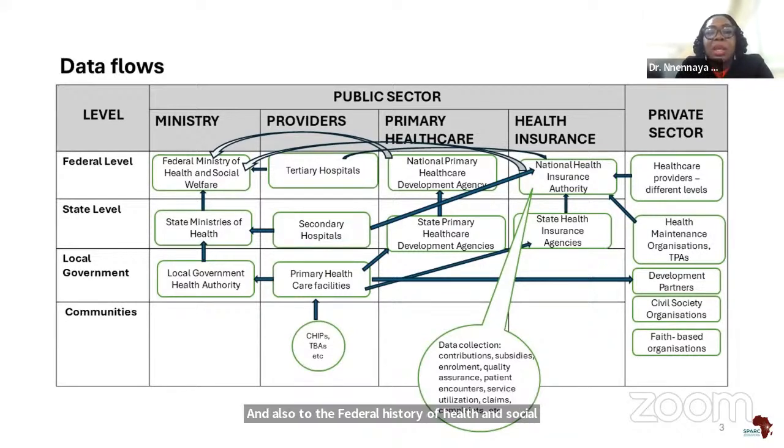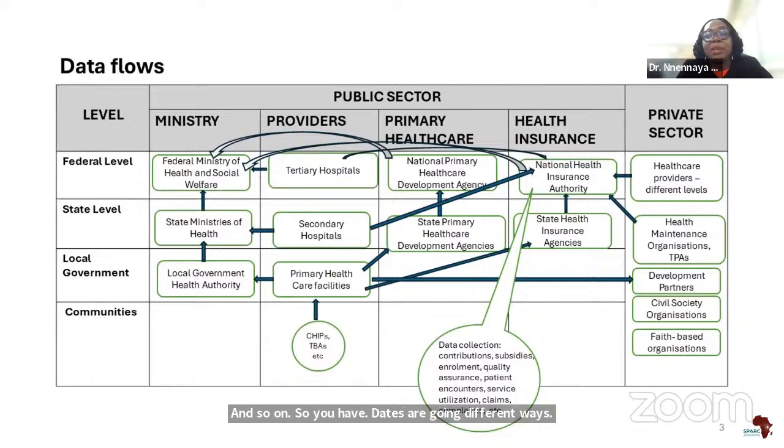So that's one pathway. But also, when you look at the third column, where you have the secondary hospitals and the tertiary hospitals, you see that secondary hospitals also submit data to the state ministries of health through their hospital management board. And then the tertiary hospitals also submit data to the Federal Ministry of Health. In fact, it's a Department of Hospital Services in the Ministry of Health. But these same tertiary hospitals, where they are accredited by the National Health Insurance Authority to provide services, also give data to the National Health Insurance Authority as well. And so also do the secondary hospitals at the state level and so on. So you have data going different ways.